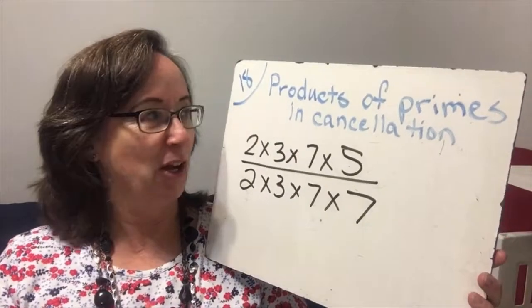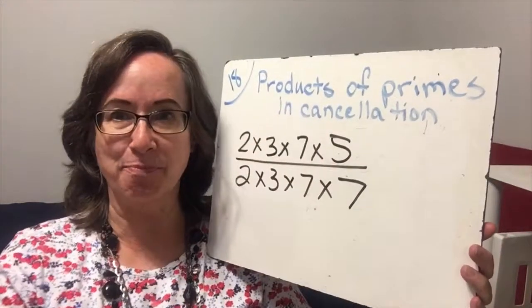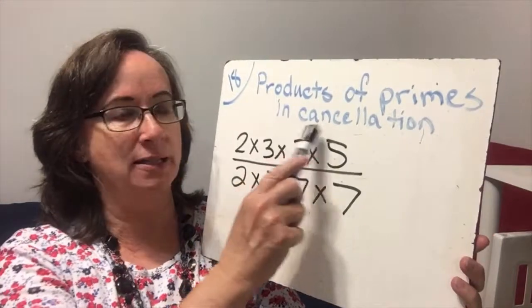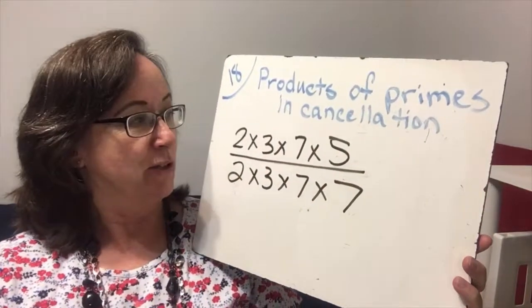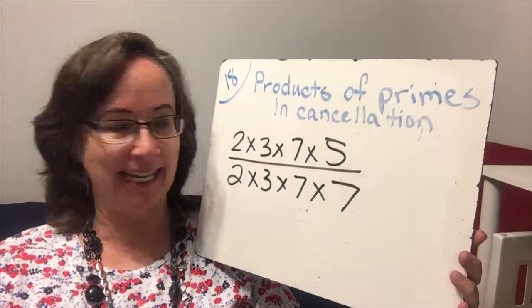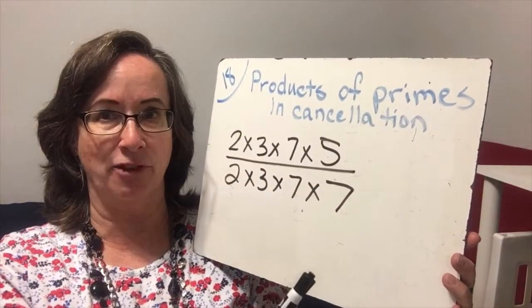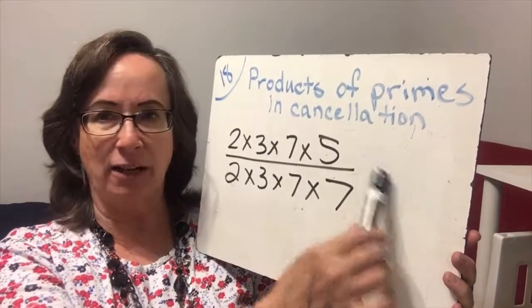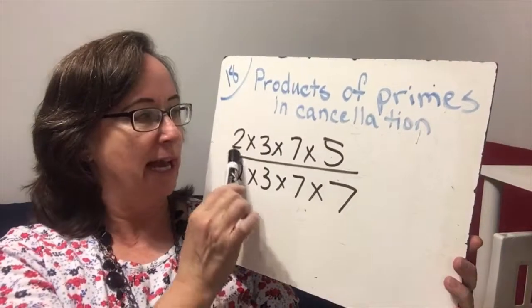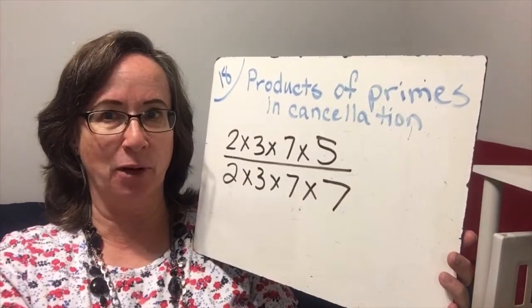So today, we're talking about products of primes and how they help us to cancel. So we're doing lesson 18. And notice that this is not written as a fraction yet, as like one number over another. It's written as a product of prime numbers.